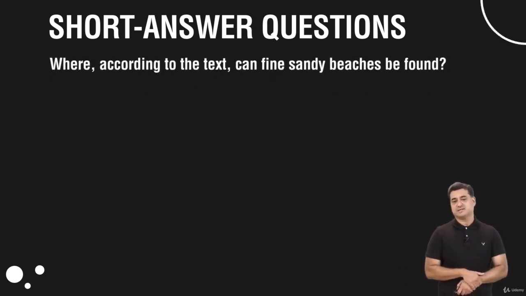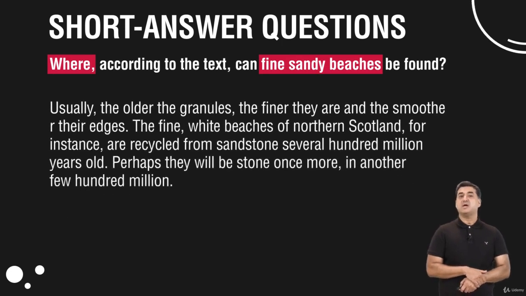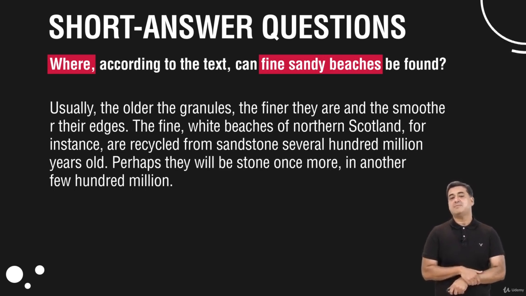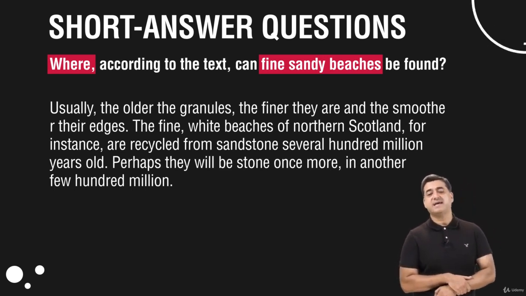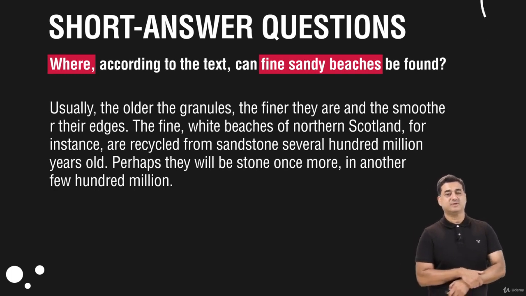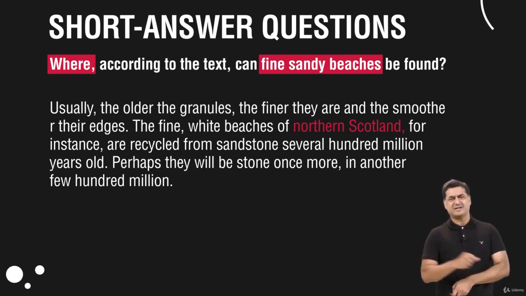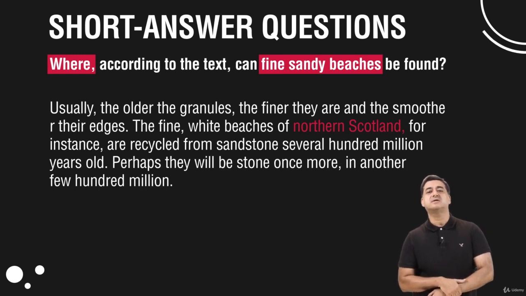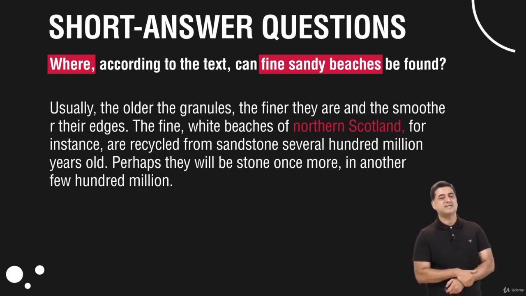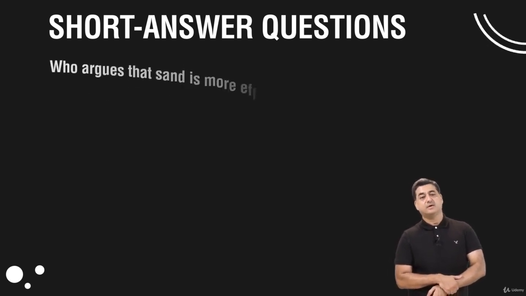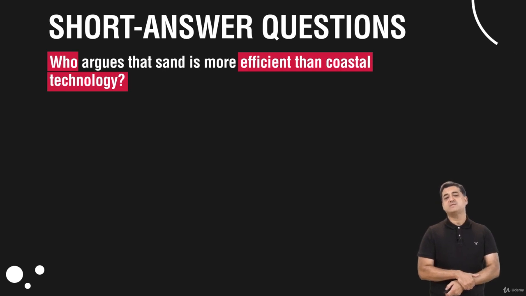Where, according to the text, can fine sandy beaches be found? Now, where means we are talking about a place, again a name. Let's move on. And the second sentence identifies fine white beaches of northern Scotland. Got it right. What is the answer? Northern Scotland. So where according to the text can fine sandy beaches be found? In northern Scotland. Great.